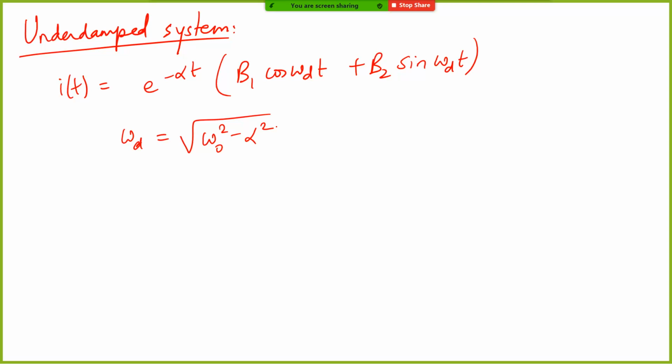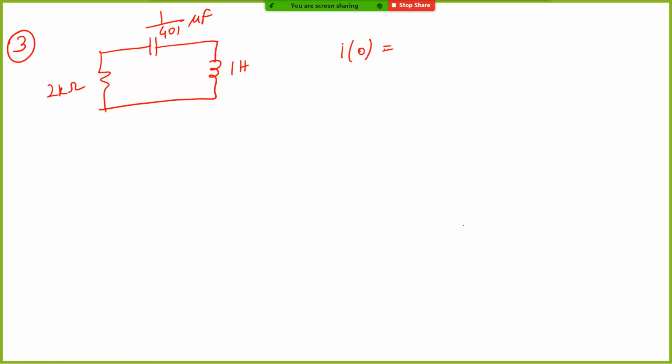So let's quickly try an example. Let's try one problem. Let's say this is a third problem. This is an R, C, and an L. The R value is 2 kilo ohm, this is 1 by 401 microfarad, and this is 1 Henry. What is given is I of 0 is 2 milliamp, and Vc of 0 is 2 volt. So what is I of t for t greater than 0?